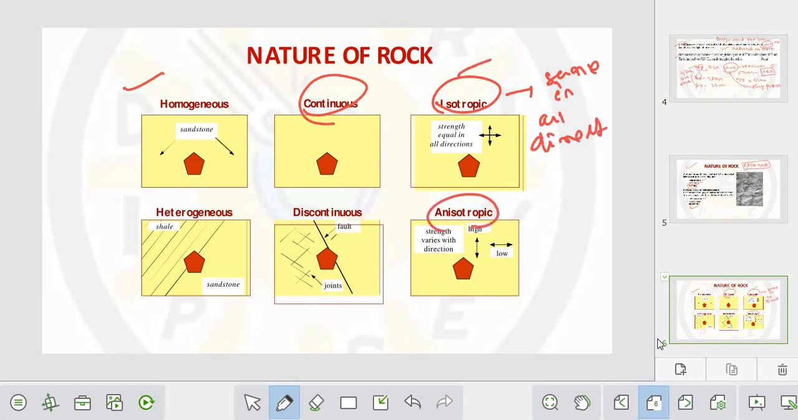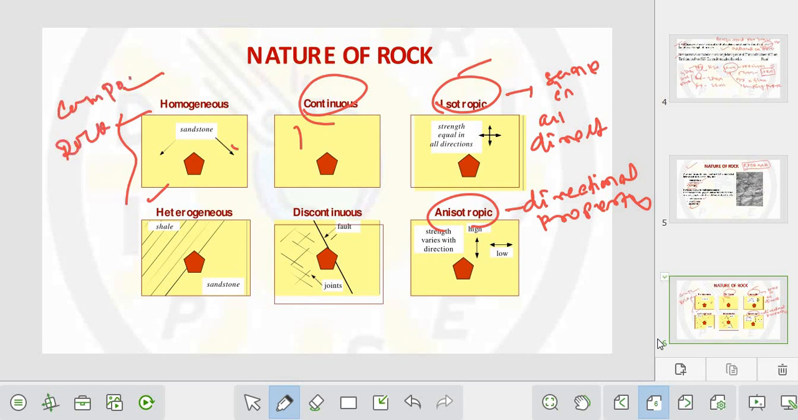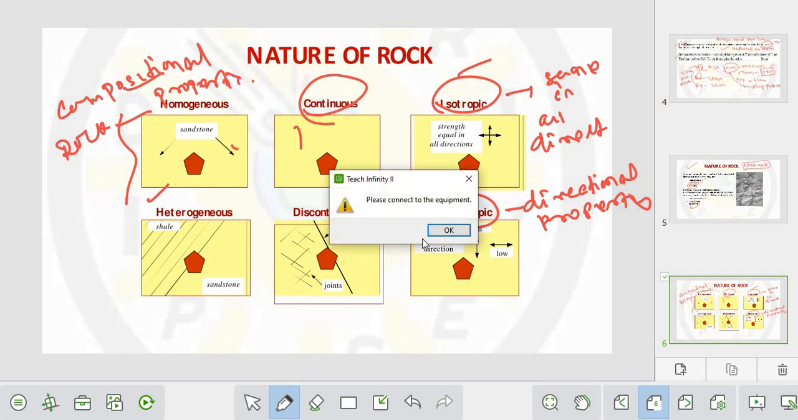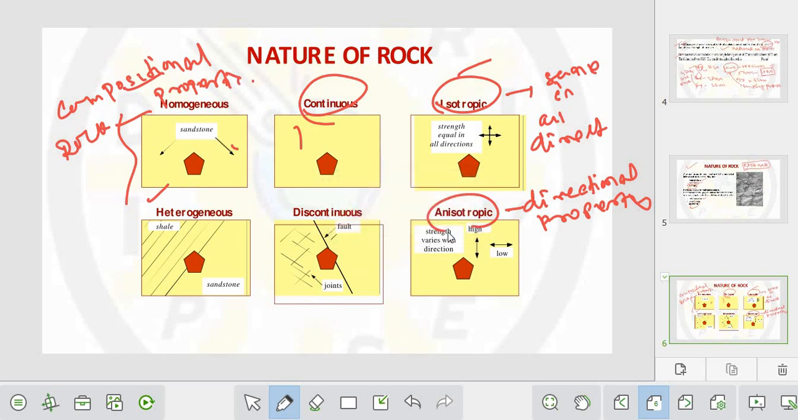So isotropic and anisotropic are a directional property. Okay, and continuous, homogeneous and heterogeneous. So these are the rock properties or compositional properties, you can say. Compositional properties. Okay, and we have to identify whether the joint or any type of fracture is continuous or not in the field, or whether there will be some discontinuity in between those rock mass or not.